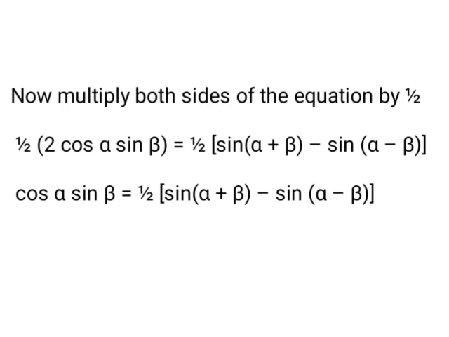Now, multiply both sides of the equation by 1/2. So 1/2 times 2 cos A sine beta is equal to 1/2 times sine of A plus beta minus sine of A minus beta. Cos A sine beta is equal to 1/2 sine of the quantity A plus beta minus sine of the quantity A minus beta.